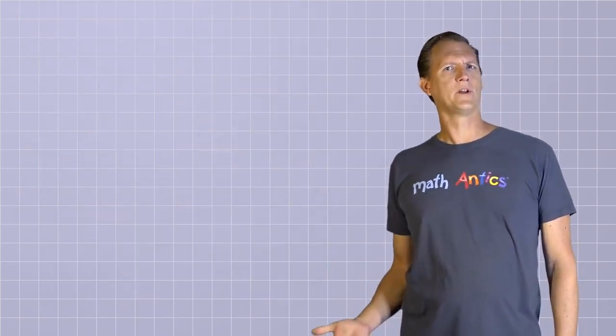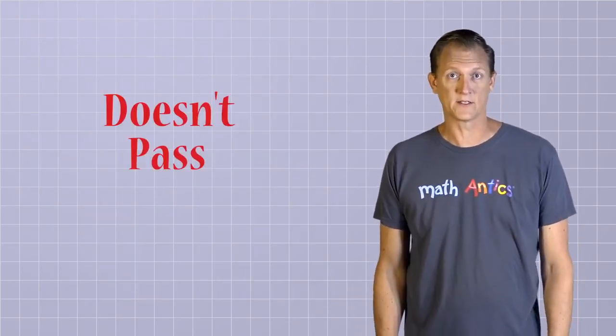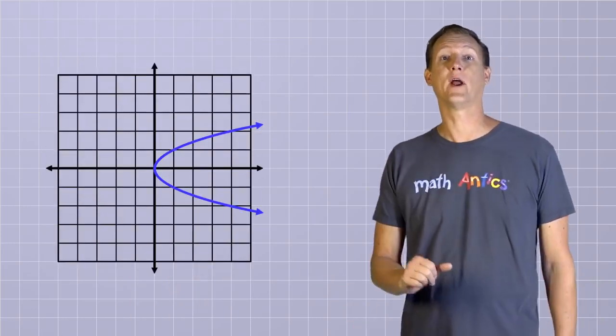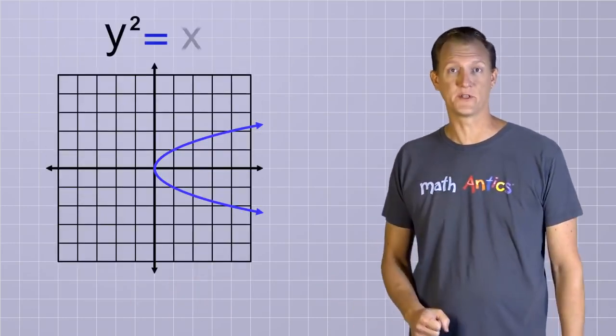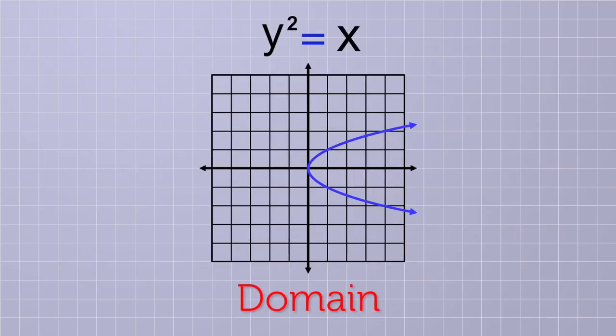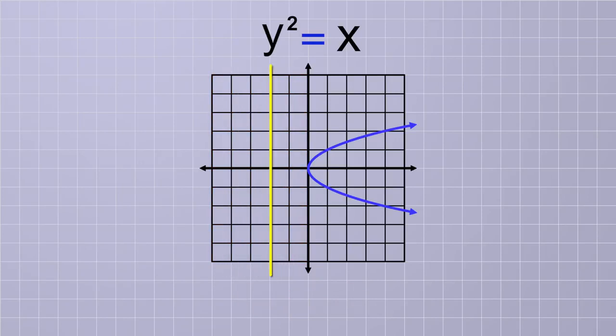But what's an example of a graph that doesn't pass the vertical line test? Well, here's one. It's the graph of our equation y squared equals x. The domain of this equation doesn't include any negative input values, so there's some places where a vertical line wouldn't intersect the graph at all, and that's okay. And there's one place where the vertical line would intersect the graph at just one point, which is also okay.